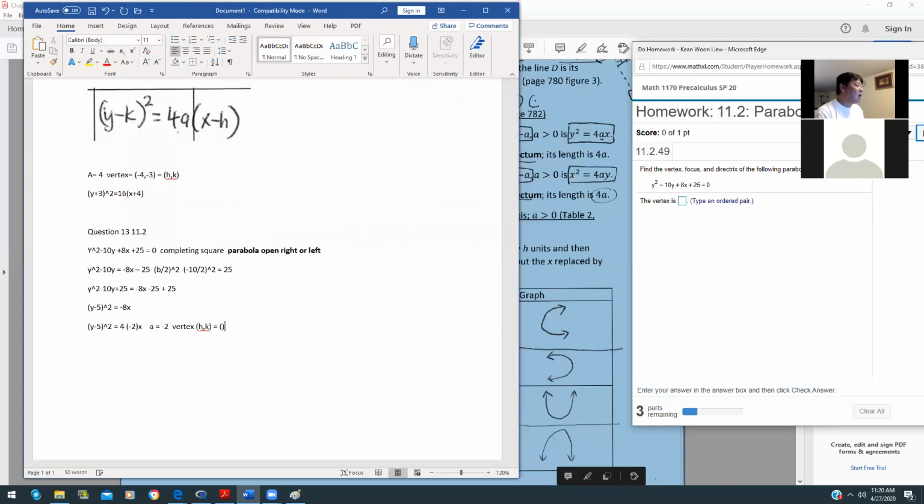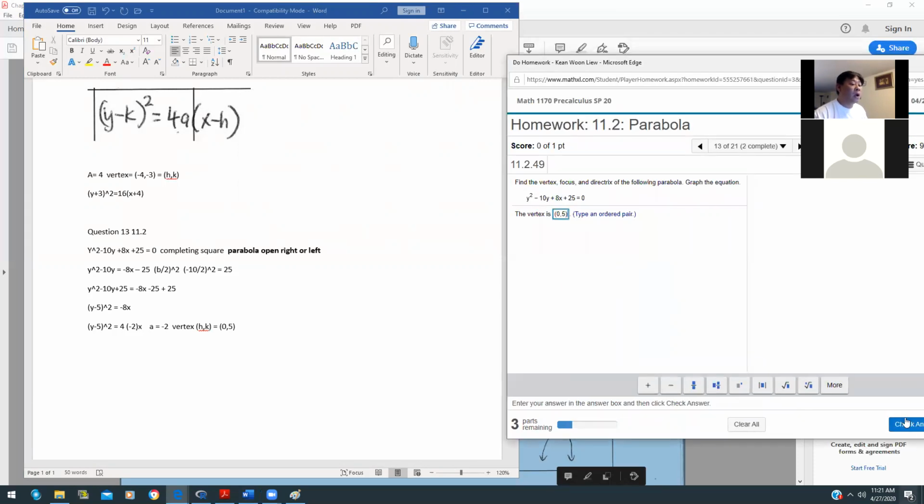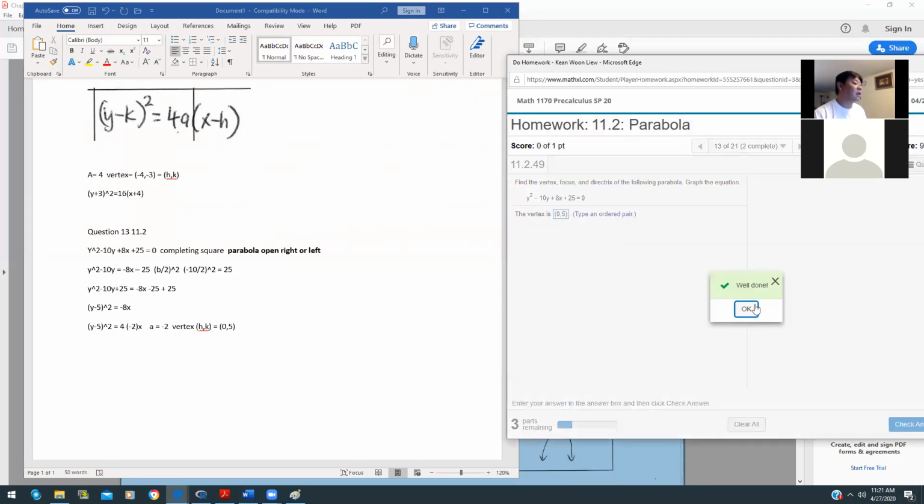So in this case, be careful with your h, k. So your vertex in this case is 0, 5. So this is, again, an ordered pair. If you look at your homework question, ordered pair means coordinates. So make sure that you write this in the coordinate system. So this is your vertex in this case.